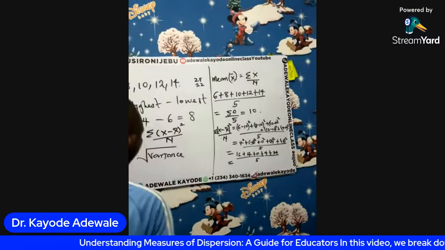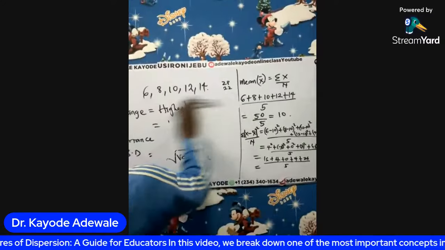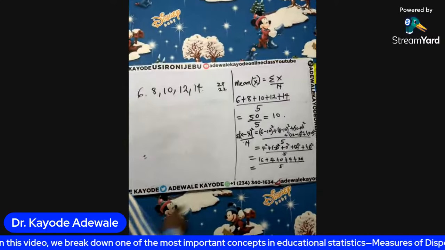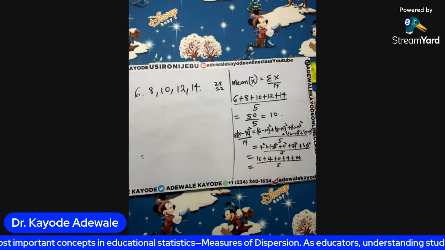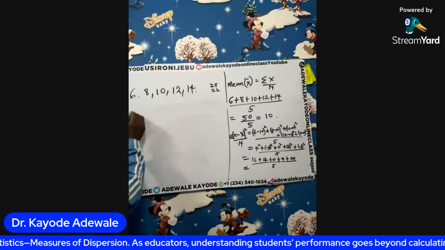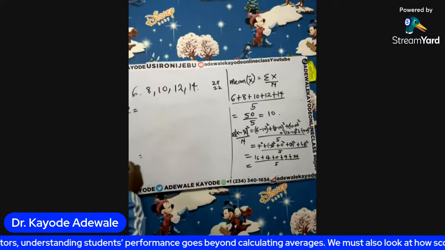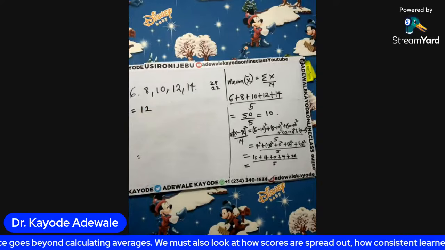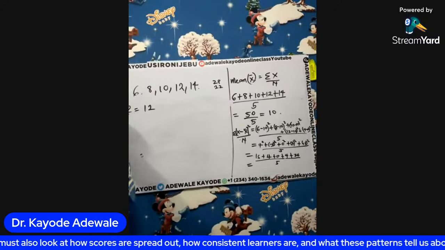So let me clean this side for you. So 16 plus 4, that's 20. 20 plus 40, that is 60. So that means it's equal to 60 divided by 5. How many 5s can we see in 60? Great. That will give us 12. So our variance is equal to 12.